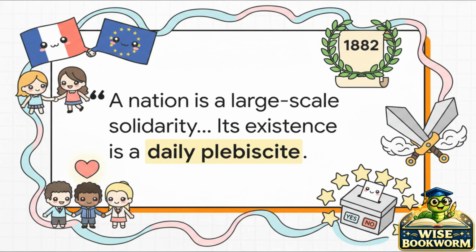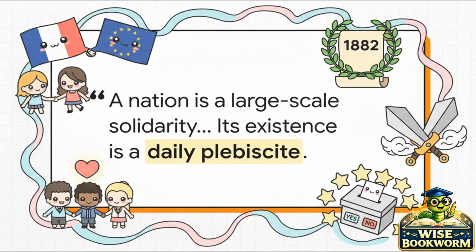Moving on to Section 2, defining a nation, more than just geography. So before we can figure out how these nations actually formed in the real world, we have to ask a pretty fundamental question. What exactly is a nation? Is it simply lines drawn on a map? Well, French philosopher Ernest Renan brilliantly tackled this in a highly influential 1882 lecture.